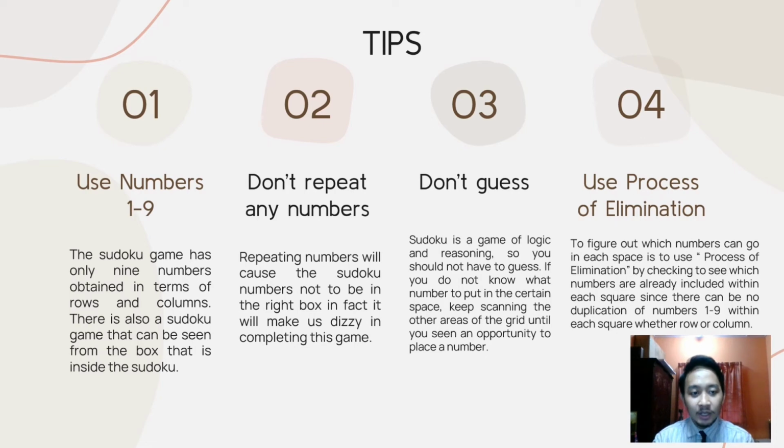And lastly, use the process of elimination to figure out which numbers can go in each space. That is, check which numbers are already included within each square, since there can be no duplication of numbers 1 until 9 within each square, whether row or column.